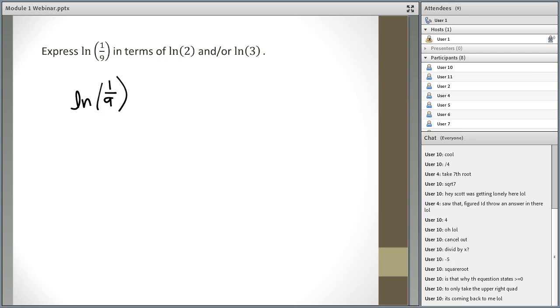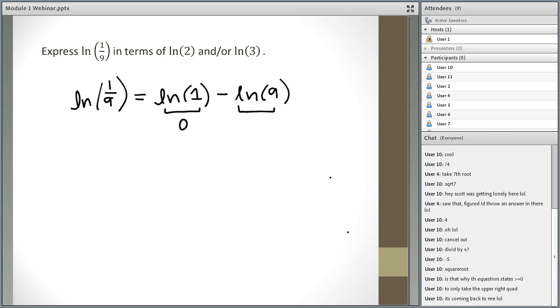Well, I have something divided by something else, so I can break it up as the natural log of 1 minus the natural log of 9, because 9's being divided. And one thing is the natural log of 1. If you go to your calculator and type it in, the natural log of 1 is 0. And again, you can always check that in your calculator. So that's gone. So we don't have to worry about that because we're trying to get our answers just in terms of natural log of 2 and or natural log of 3.